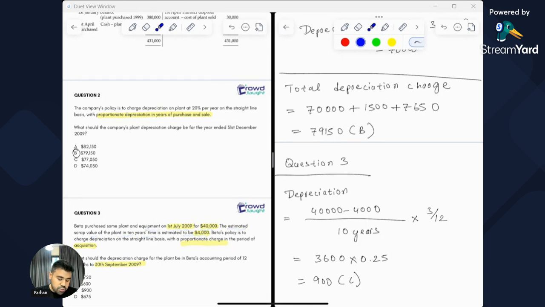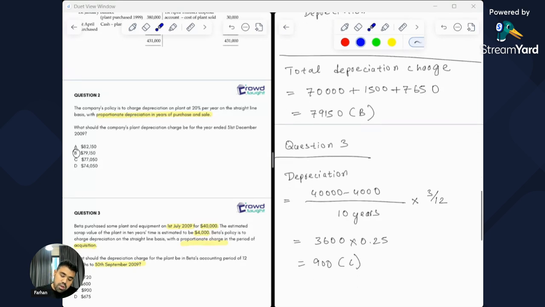Beta's policy is to charge depreciation on the straight line basis with a proportionate charge in the period of acquisition. What should the depreciation charge for the plant be in Beta's accounting period of 12 months ending 30th September 2009? Right, so we are calculating the depreciation for an asset which we have bought on the 1st of July 2009, and we paid $40,000 to buy that. All right, how do we depreciate this?